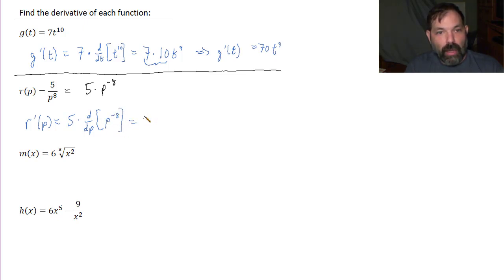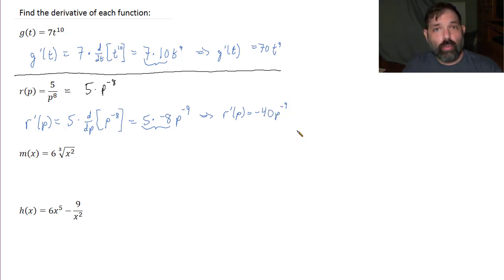So that would be 5 times negative 8 p to the negative 9th. Be careful there. Negative 8 subtract 1 is negative 9. Again, I can combine the 5 and the negative 8 to a single factor. So then r prime of p would be negative 40 p to the negative 9th.